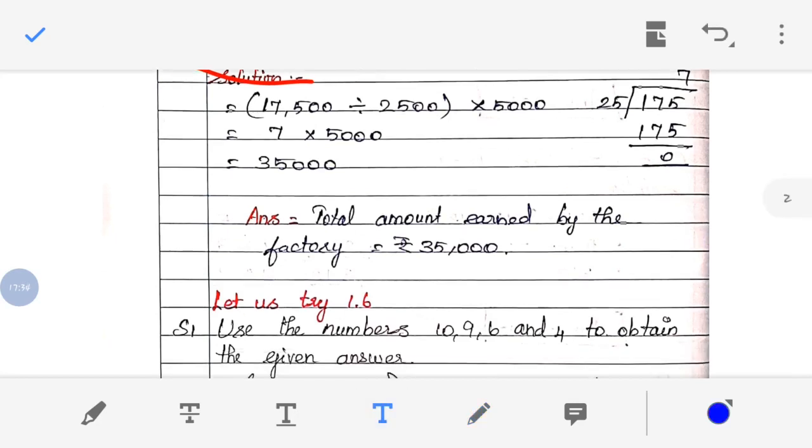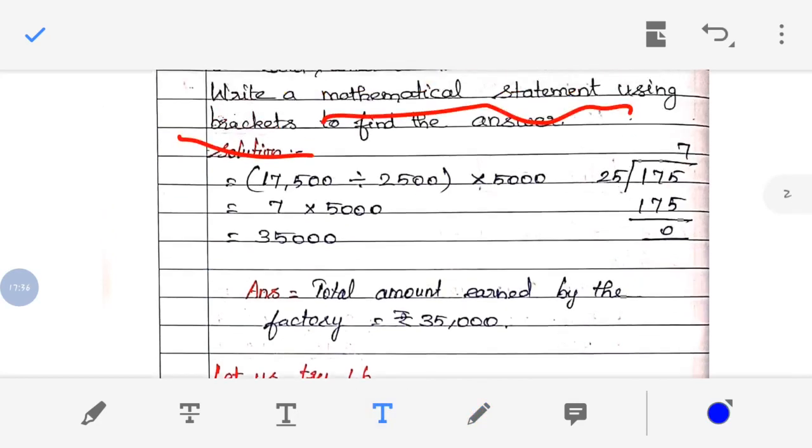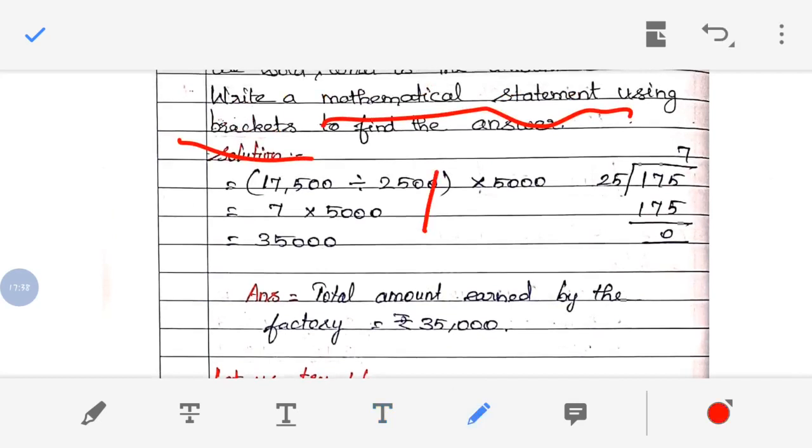Okay, 17,500 divided by 2,500. Here two zeros are there in 2,500, and two zeros in 17,500 also, so the two zeros and two zeros will be cancelled. Now 175 divided by 25 is 7. Then 7 into 5,000: 7 fives are 35, and 3 zeros are there, so add 3 zeros along with it. This is the total amount earned by the factory.